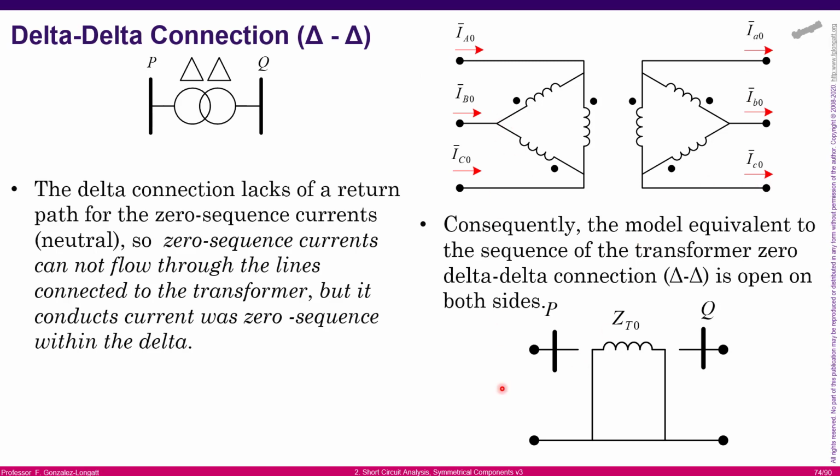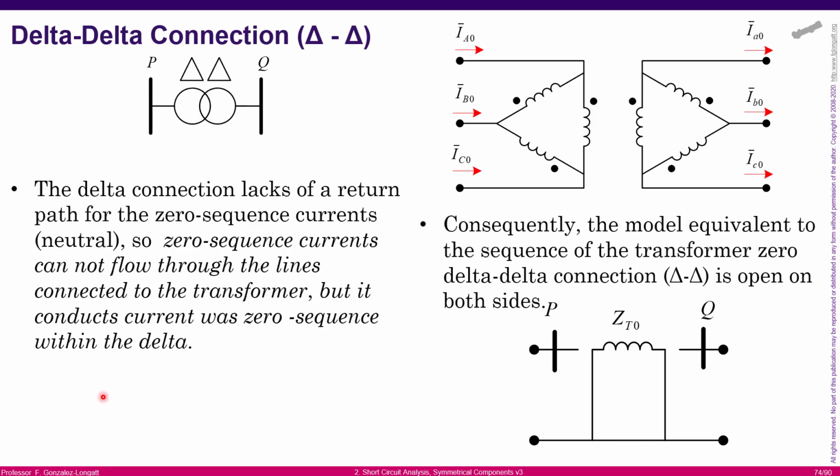To represent that situation, this is the line-to-neutral equivalent model, the zero sequence model. You can see that we have an open circuit here to represent the fact that there is no possible zero sequence line current on the high voltage side. On the other hand, you can see that at the low voltage side the same is happening. We don't have any kind of neutral point or connection to ground that allows the circulation of zero sequence components.